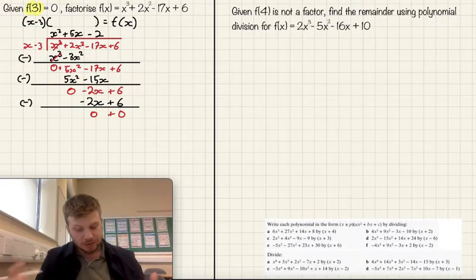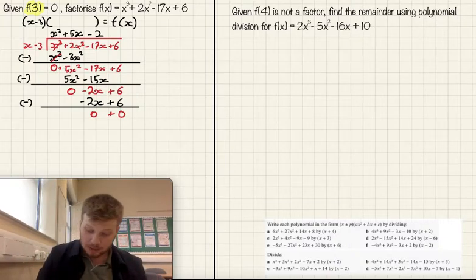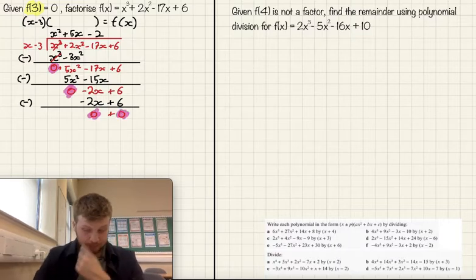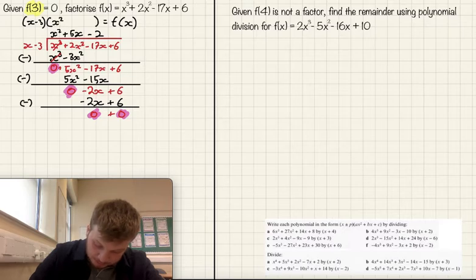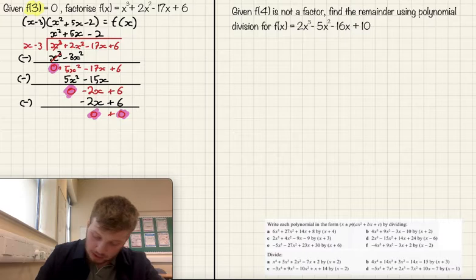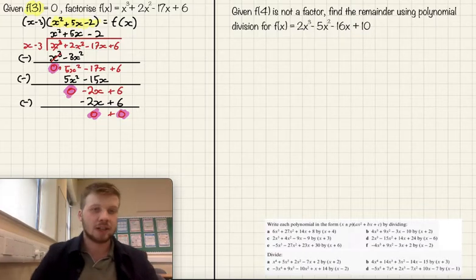Lovely. We knew it was a factor, so what does that mean I'm expecting? Well, I'm expecting these zeros because I'm not going to have any remainder. And what does it factorise nicely? It gives me x squared plus 5x minus 2, which is going to go next to my linear factor.